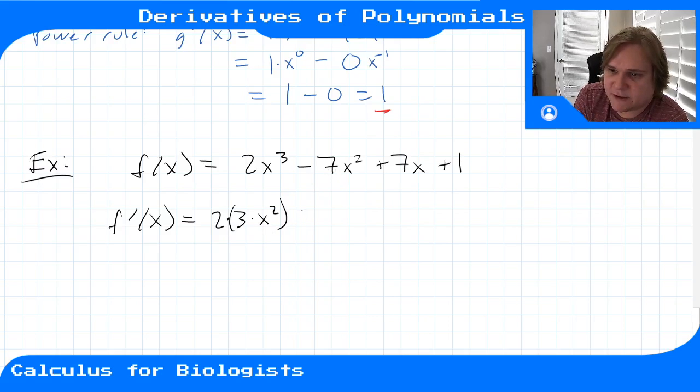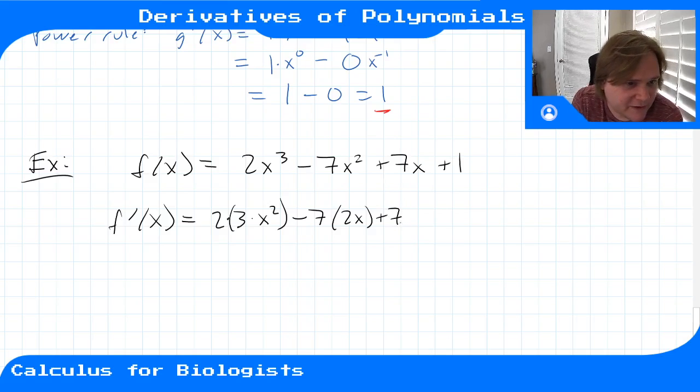Then we move on to the next term. Right, so minus 7, we leave the constants alone. Do the power rule to x squared, gives me 2 times x. Move on to the next term. So plus 7, right? We leave the constants alone by the constant product rule. We do the power rule on x, that gives us 1 times x to the 0, right?